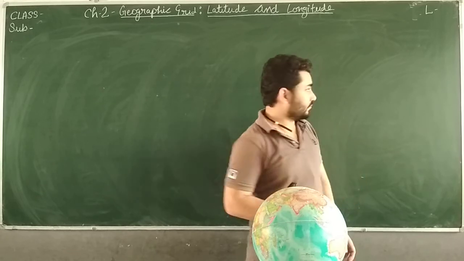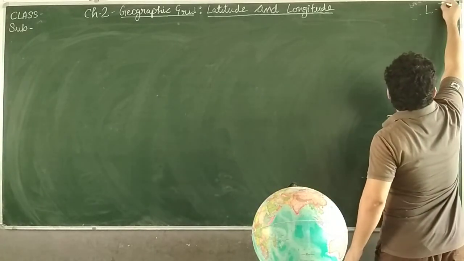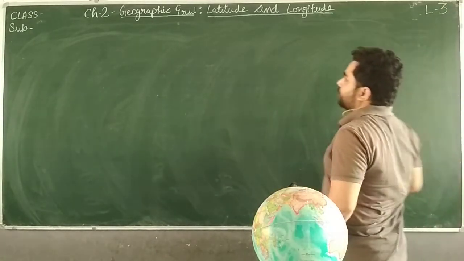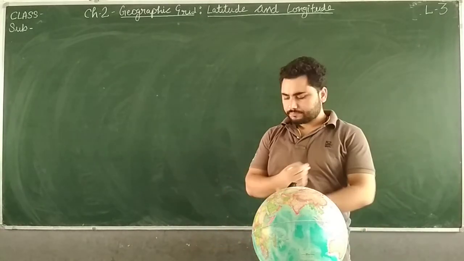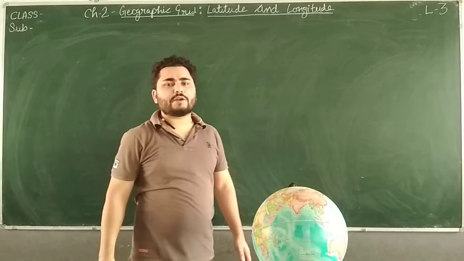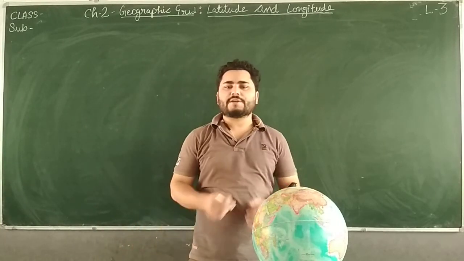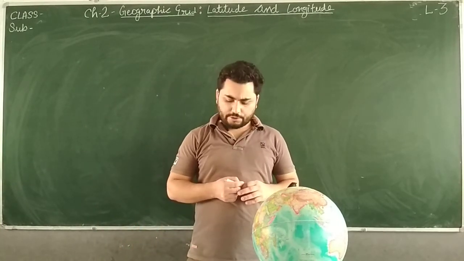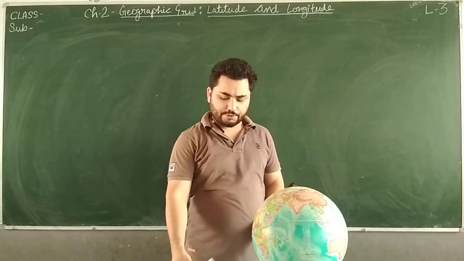This is the third lecture of chapter 2, Geographic Grid, Latitudes and Longitudes. In the last lecture we studied latitudes. In this lecture we are going to study longitude, the lines of longitude.